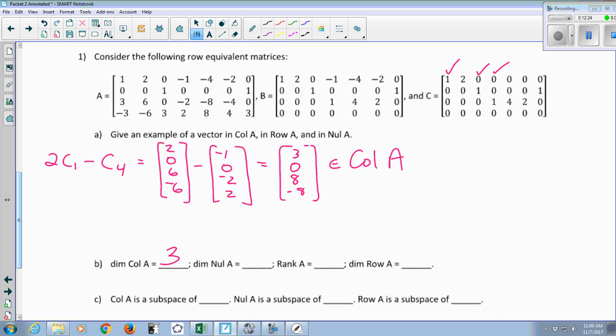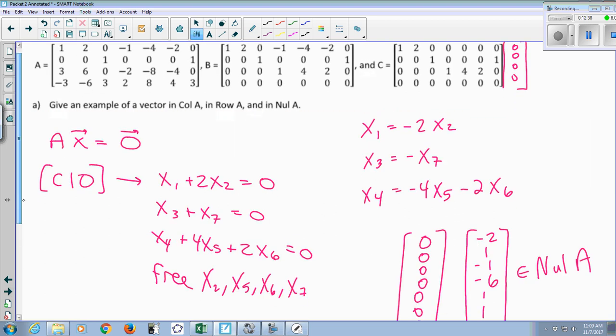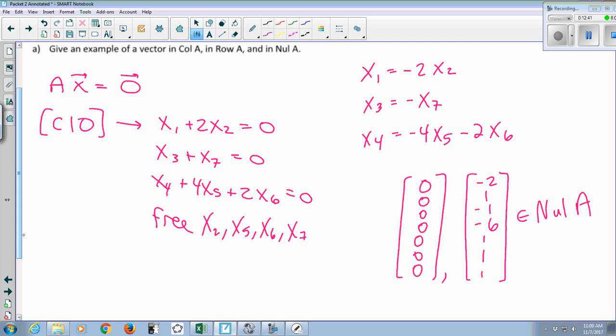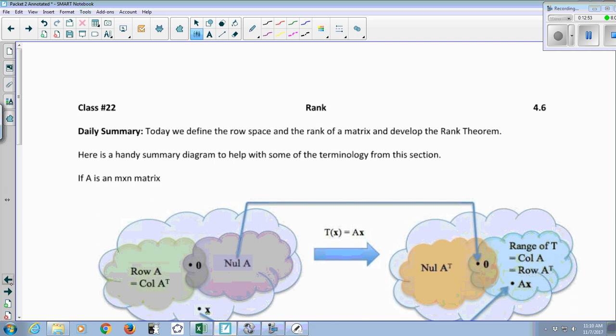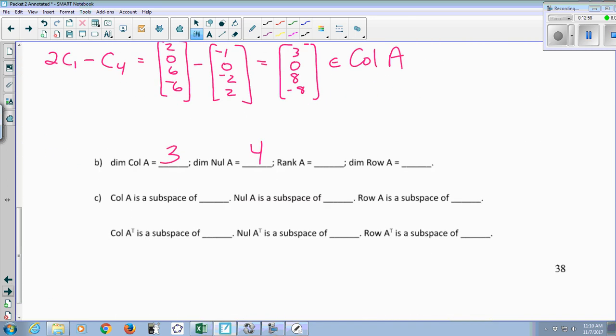How about the dimension of the null space of A? 4, because that's always going to be the number of free variables. As a reminder, the way you find a basis for the null space is you solve for the null space like we did here. Then the number of free variables is the number of vectors you have when you write the solution, and those 4 vectors would be your basis. So there's going to be 4 of them, so that's the dimension of the null space, the number of free variables.